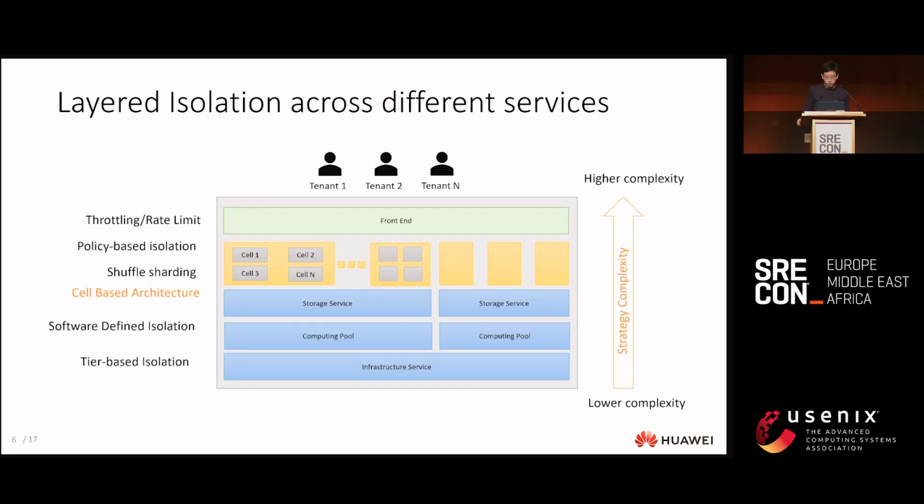From the architecture perspective, usually we have layered architectures from infrastructure to virtual resources to high-level applications. Usually the strategy is that for the lower-level services we prefer simple complexity, and for high-level applications we could have more complex strategies to do the isolation. But here are just a few examples. Today I'm going to focus on the cell-based architecture.